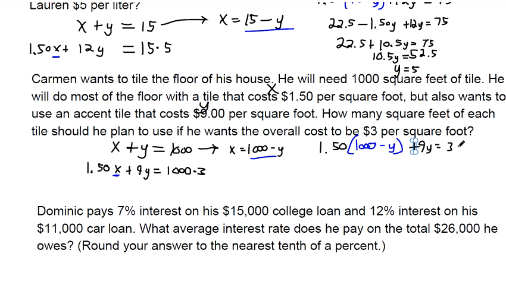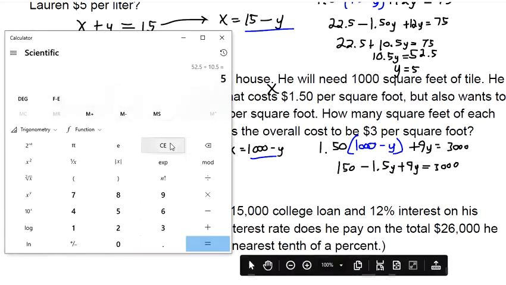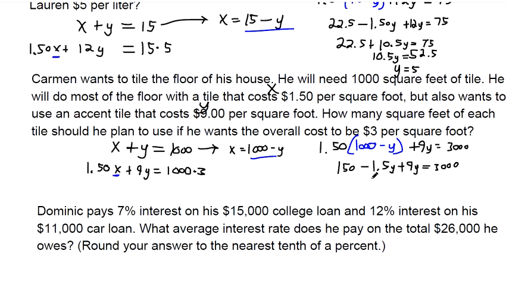That equals 3,000 if you multiply 1,000 times 3. And if you distribute that, 1.5 times 1,000 gives us 1,500. Oh, I wrote 150. It gives us 1,500. And then 1.5 times y just gives us 1.5y. Things are shaping up just like the other equation. After you set it up, then everything works. It's the same strategy. So I got that negative 1.5y plus the 9y, that combines to make 7.5y.